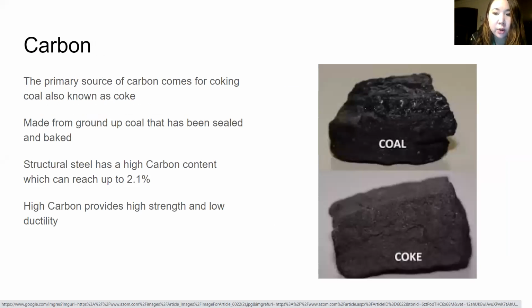Carbon is also an ingredient that is in structural steel. The primary source of carbon comes from coking coal, which is typically referenced as just coke. So it is made from ground up coal that has been sealed and baked. Structural steel has a high carbon content and it can reach up to 2.1%, although from some of the compositions I've seen, it is typically a lot lower. The high carbon provides a high strength and low ductility to the steel.